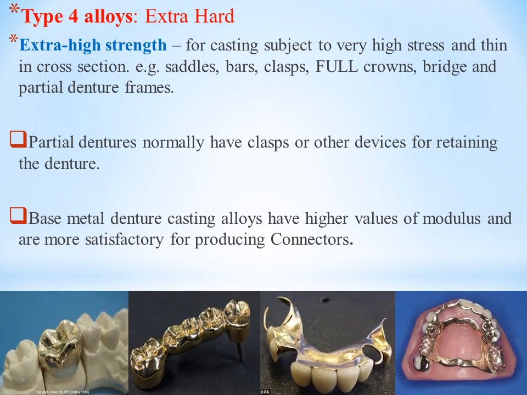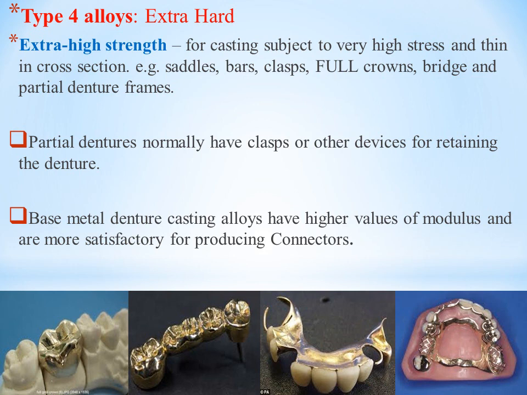And lastly, the type 4 alloys, which are known as the extra hard and extra high strength. Now, these are used where very high stresses are being produced, and they can be used in thin cross sections, for example, in the saddles, bar, clasped crown bridges, and partial denture frames. Partial dentures normally have clasps or other devices for retaining the denture, and base metal denture casting alloys have a high value of modulus and are more satisfactory for producing connectors.